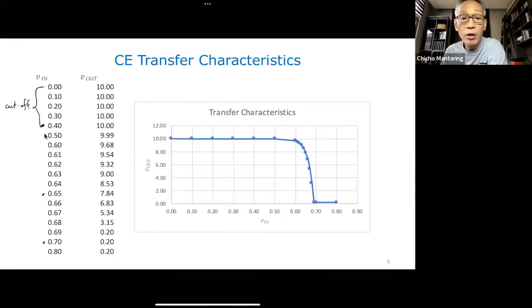In cutoff, your collector current is practically equal to 0, and therefore your output will just be equal to your VCC. On the other hand, here, you're at saturation. Your transistor is at saturation, and therefore, even if you increase your input, your output will no longer become smaller than 0.2. So here we're in the active region.